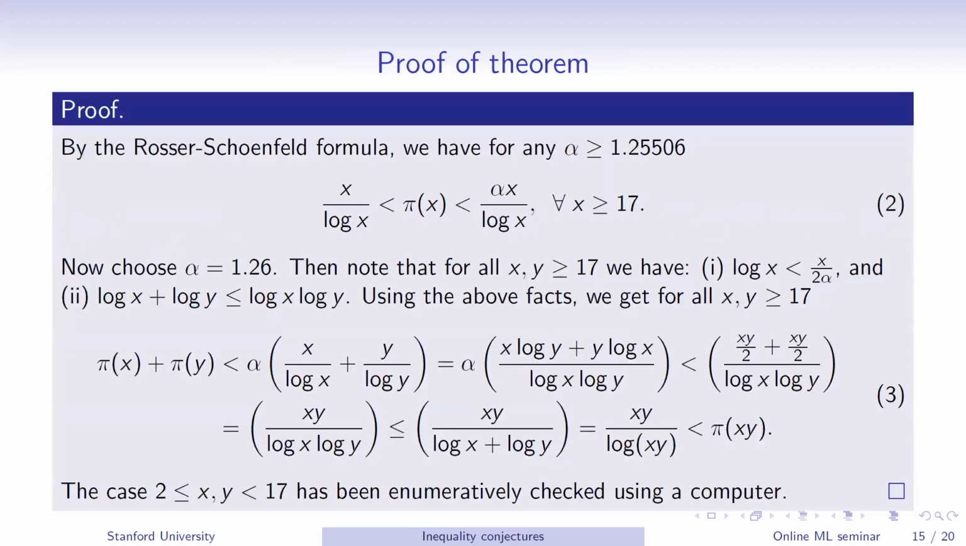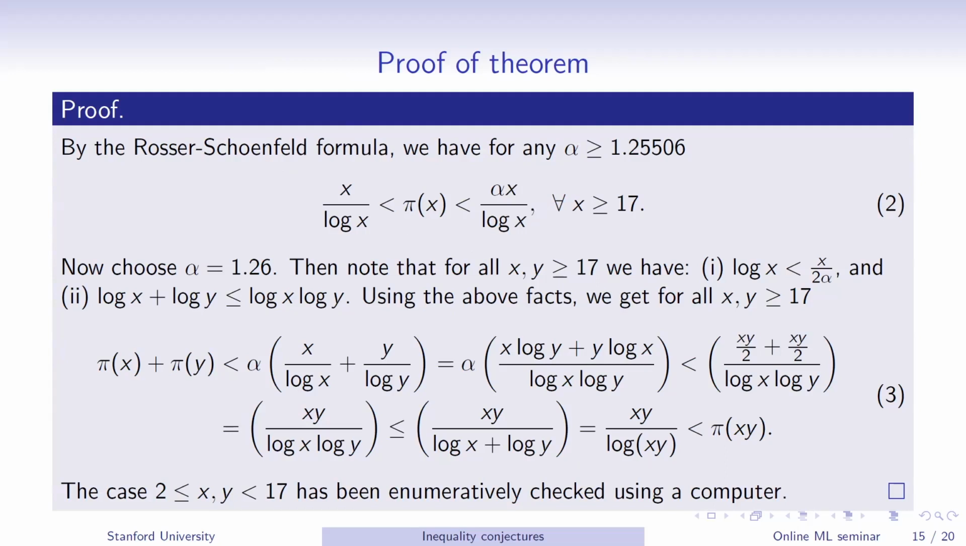Okay, this is a proof that you can find in the arXiv paper, but it uses the Rosser-Schoenfeld formula. For some of you who know this, great. For others, there is a formula like this, which basically tells you what pi(x) satisfies. It gives an upper bound and lower bound on pi(x) for some value of alpha. And using this, you can basically prove this result. I'm not going to go over the proof, but this result happens to be true.